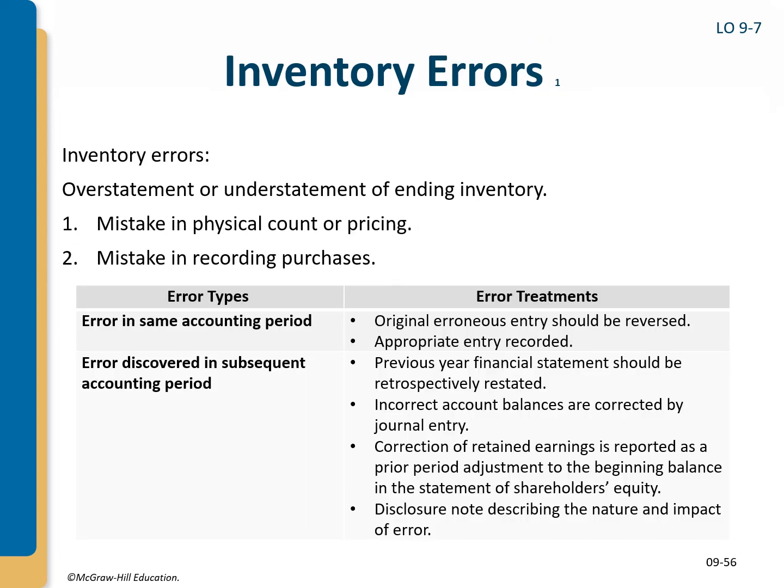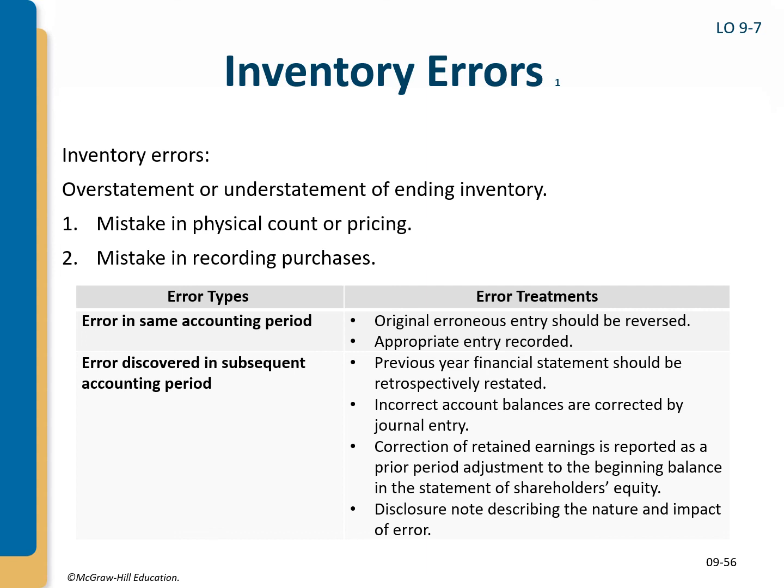What about inventory errors? Inventory errors could occur from overstating or understating ending inventory. Maybe we made a mistake in physical counting or pricing or in recording purchases. How do we correct these? So if the error is made in the same accounting period, you just reverse the original entry and record the appropriate entry. But what if it's discovered next year or the year after?